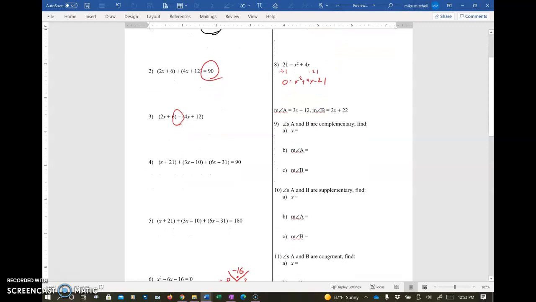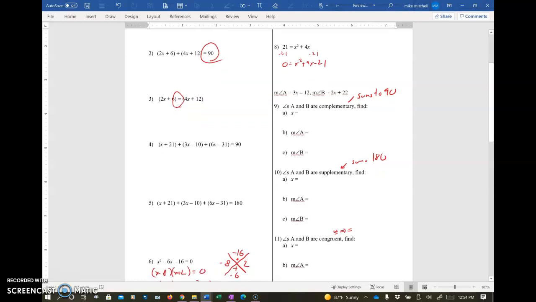Now, you might remember from class, complementary sums to 90. Supplementary sums to 180. My mistake. Congruent, that's the symbol for congruent, but it ends up meaning that their measures are equal. So pay attention to the words.